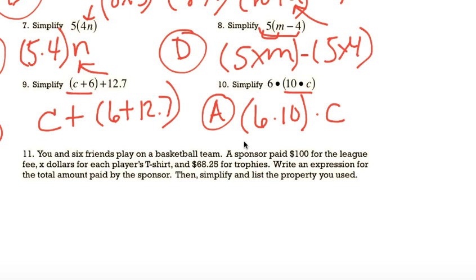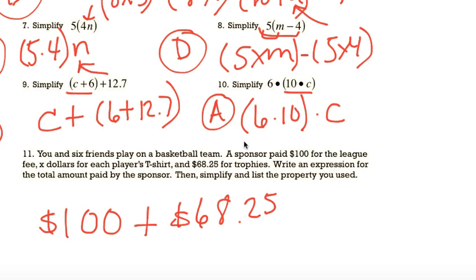You paid $100 for the league fee and X dollars for each player's t-shirt and $68.25 for the trophies. So, if we paid $100 for the league plus the $68 for the trophies, and we put those together, that would give me one total. And we also have to remember we have to add in how much each shirt costs.